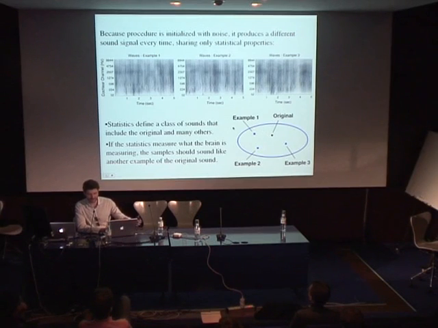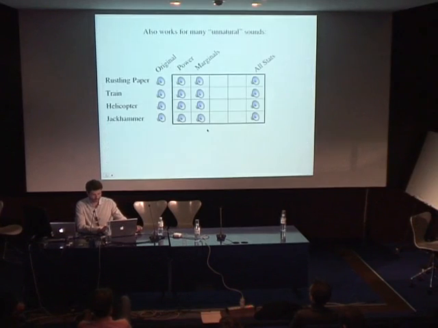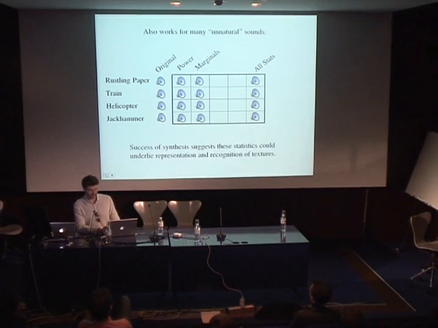And the idea is that if the statistics measure what the brain is measuring, well, then the samples ought to sound like another example of the original sound because they're part of sort of a perceptual equivalence class. And we find that in a lot of cases they do. So it also works for a lot of unnatural sounds. Here's rustling paper and a jackhammer and so forth. And so there's other examples of this on my webpage if you're interested.